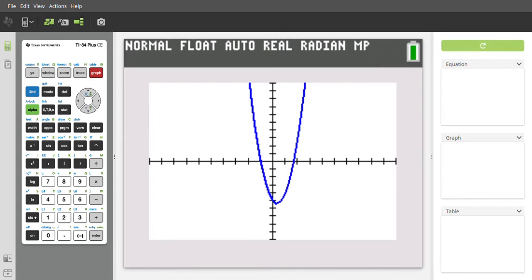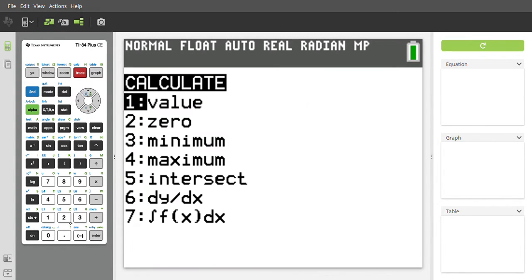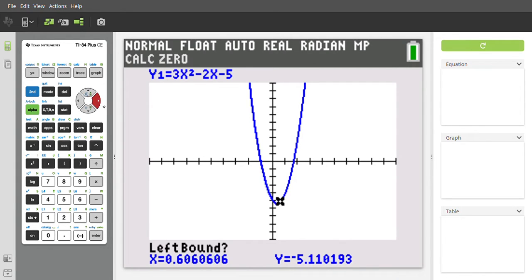I'm going to go back to the graph. I'm going to go second calc, 0. I'm going to move to the left side, hit enter, move to the right side, hit enter, move back, hit enter, and the other 0 is approximately 1.6 repeating. Hey, 1.6 repeating, when you see a number repeating like that, that means it's pretty.